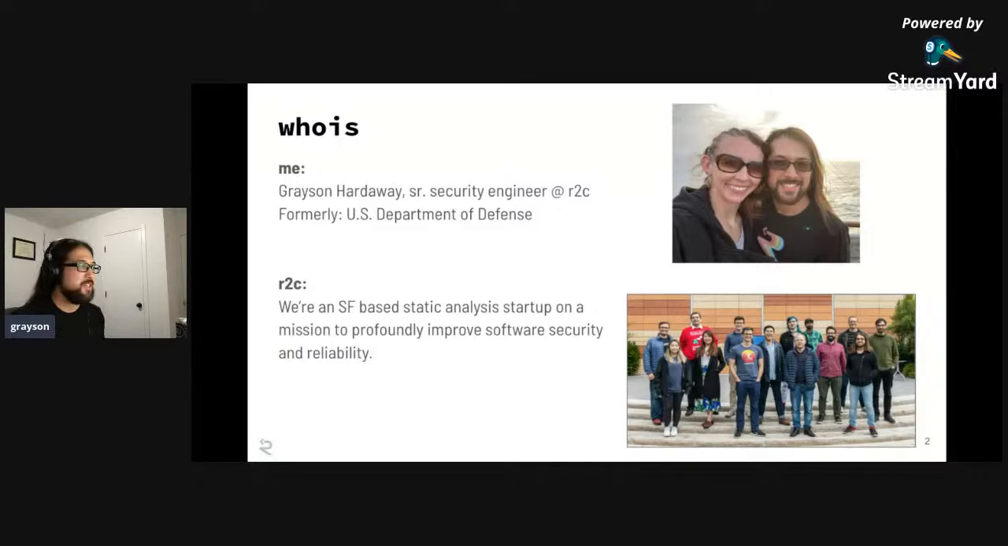Nowadays, I work at R2C, which is a San Francisco-based startup. We do static analysis. We're on a mission to profoundly improve software security and reliability. And this is a picture, actually a real picture, from pre-COVID days of the team at R2C, and I want to give them all a special shout out because nothing you see here would be possible without them. It's a great team to work with, incredibly smart, incredibly humble, and I really enjoy getting to spend my days with them.